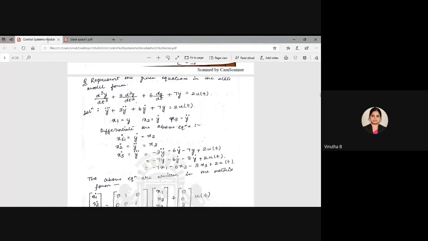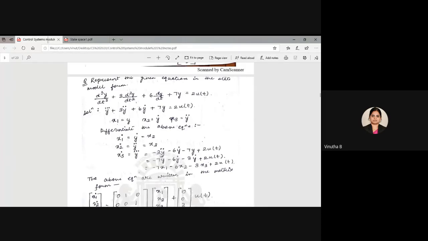So here x1 bar will be y bar, which is equal to x2. x2 bar is y double bar, which is x3. x3 bar is y triple bar. So y triple bar, how do you find? From this equation, you have to write down what is y triple bar. It is minus 3y double bar minus 6y bar minus 7y plus 2 times u of t.